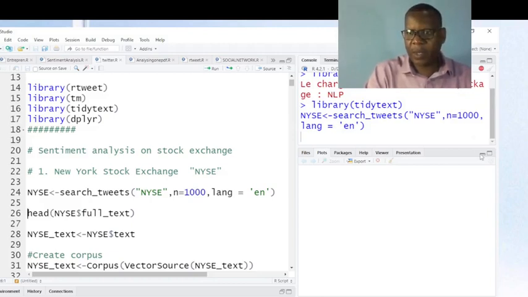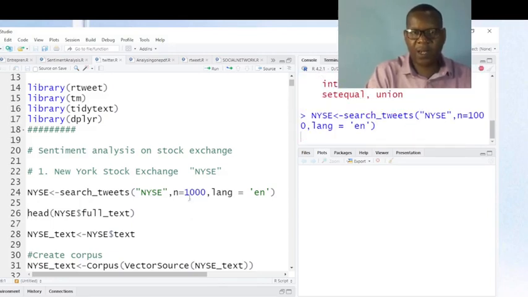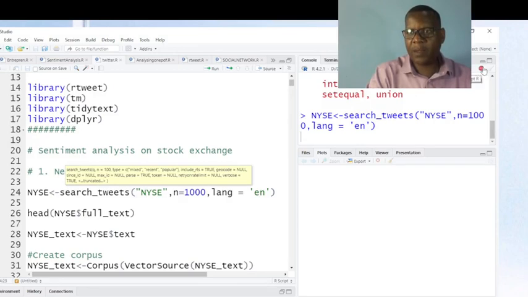Now, as you can see, friends, this command allows me to collect 1,000 tweets. This here indicates the number of tweets I want to collect, and this is to indicate the language used in those tweets. Here I indicate I want to collect tweets which are written in English. And this command means the collected tweets will be saved in New York Stock Exchange. Now, as you can see here, tweets are being loaded.